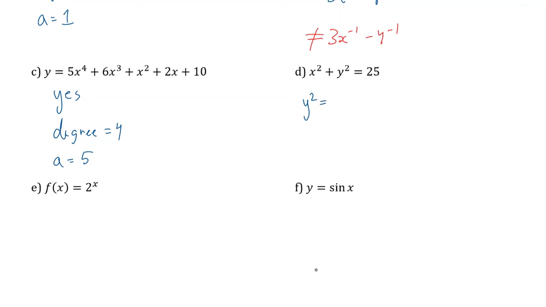I would rewrite it like this, 25 minus x squared. And then what is that? That is y equals plus minus the square root of 25 minus x squared. And how do I rewrite root as an exponent? Y equals plus minus 25 minus x squared to the 1/2. So that is not an integer exponent. It's a positive exponent, but it's not an integer exponent. So this one's a no.